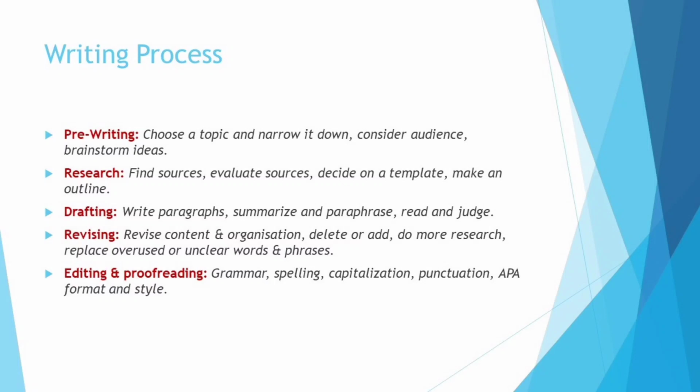The second step is research. When you find your sources, in the case of academic essays, you find academic sources. You evaluate your sources to make sure that they are credible, they're up to date, they're relevant. You decide on a template. We have different templates in academic writing like argumentation, comparison contrast, problem solution, cause effect. And we'll have separate videos on each of the templates. They're really important. And then you make an outline, which is the bare bone, the structure of the essay from the beginning to the end. A very important map that you can follow to write.